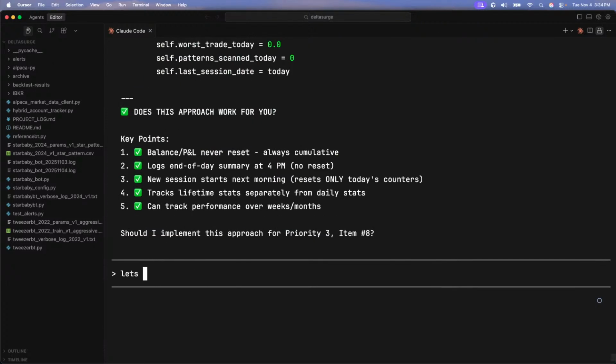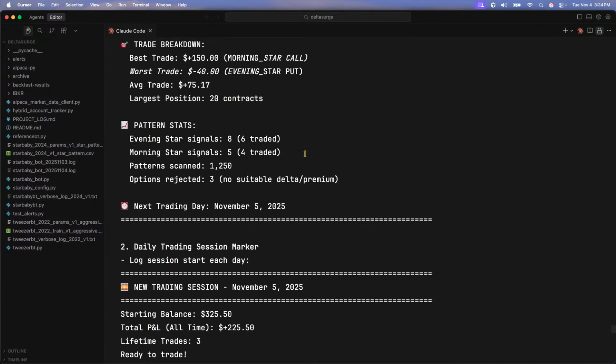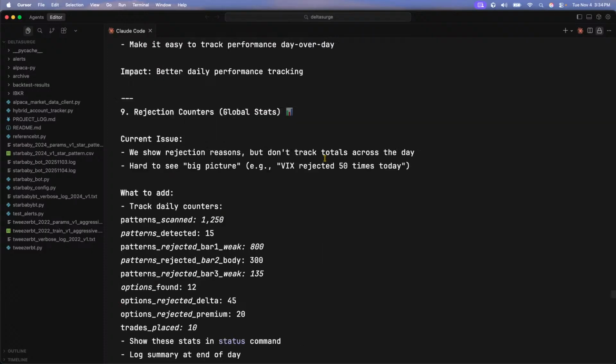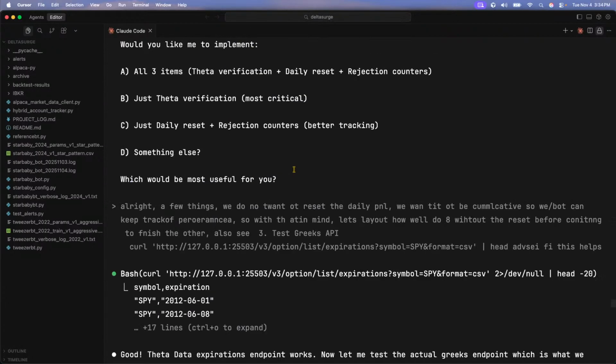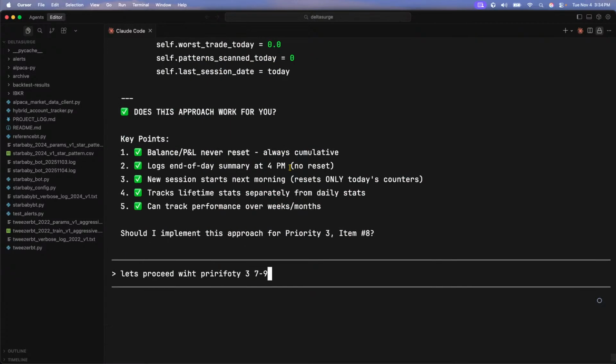All right, let's proceed with priority 3. What is it? 7 through 9? Well, 7 through 9, wasn't it? Yep, 7 through 9. Then let's test to make sure it's good and ready for live trading tomorrow.